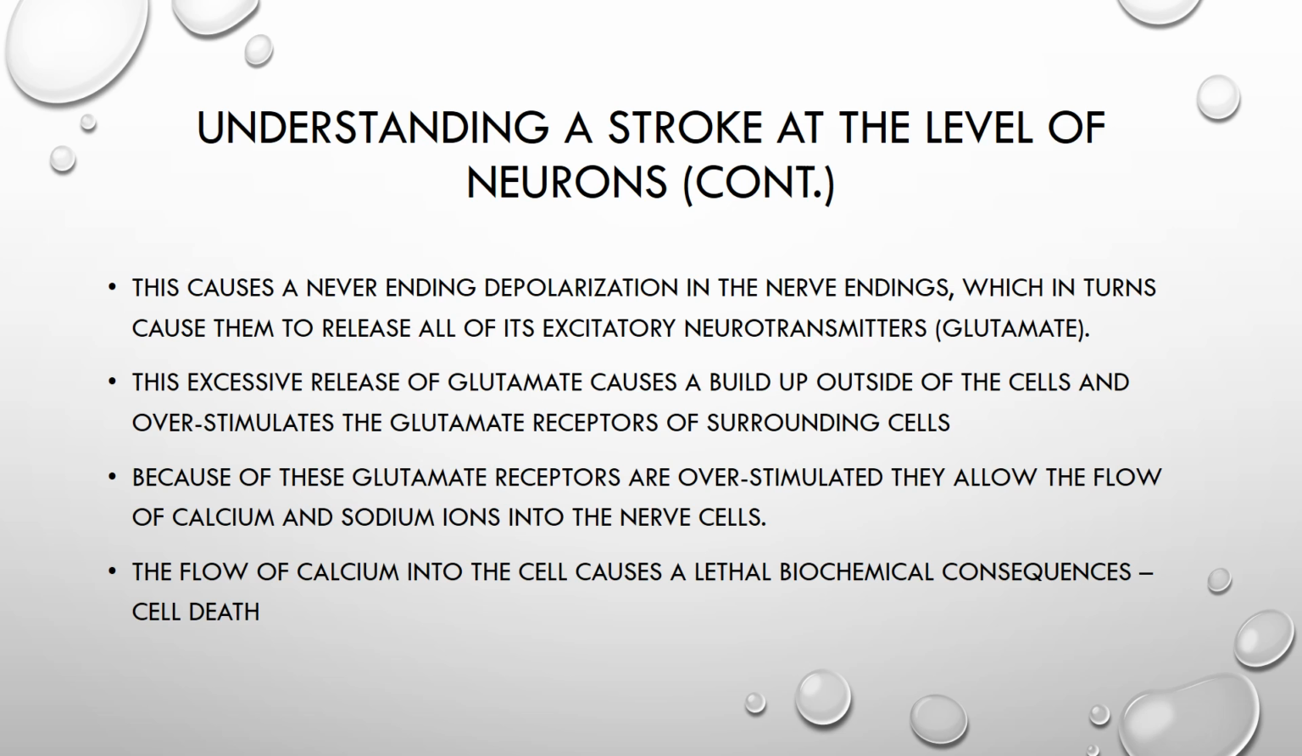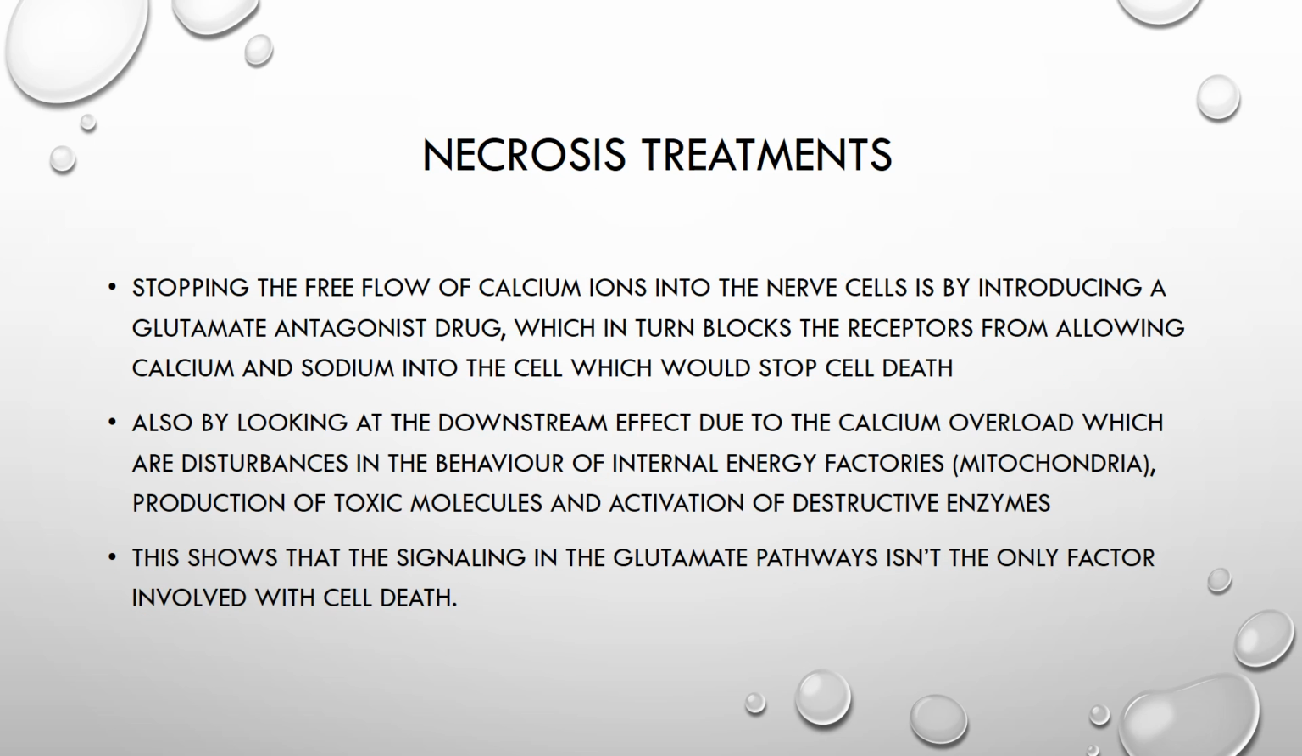The flow of calcium into the cell causes a lethal biochemical consequence, which equals cell death. There are two different types of treatments: some that focus on necrosis and others that focus on apoptosis. Necrosis treatments focus on stopping the free flow of calcium ions into the nerve cell by introducing glutamate antagonist drugs, which in turn block the receptors from allowing calcium and sodium into the cell, which would ultimately stop cell death.